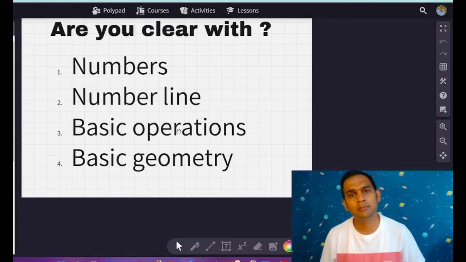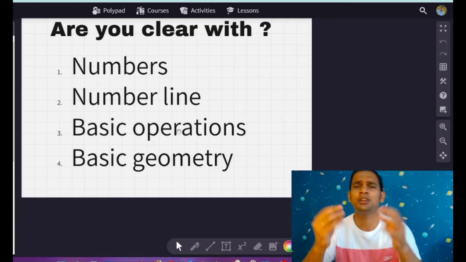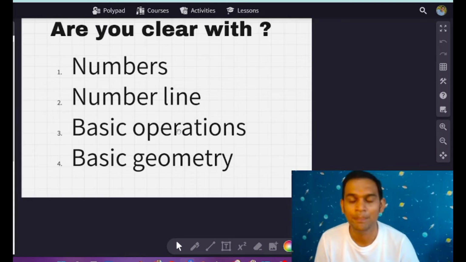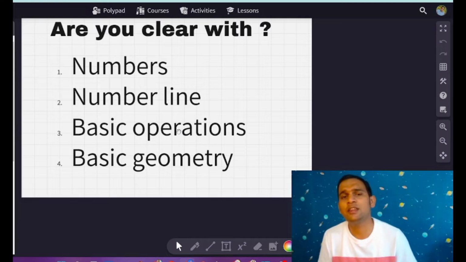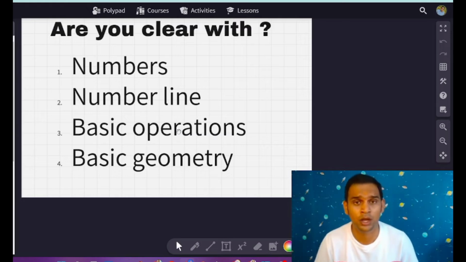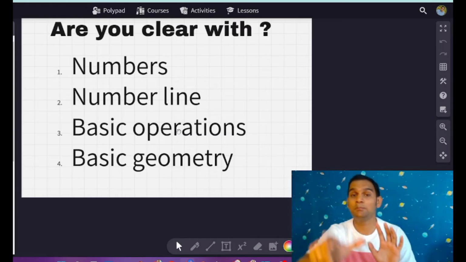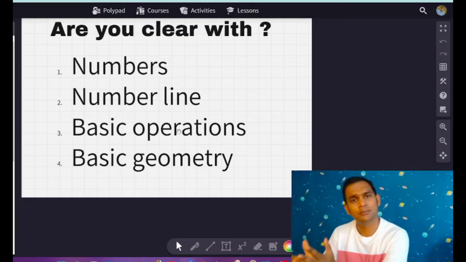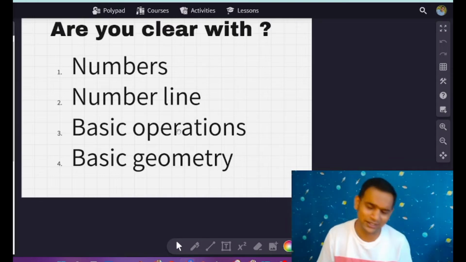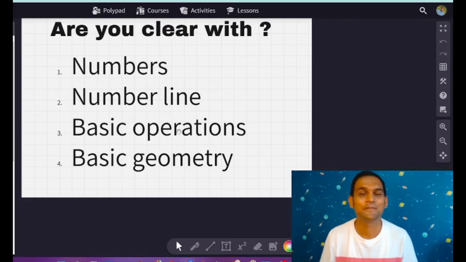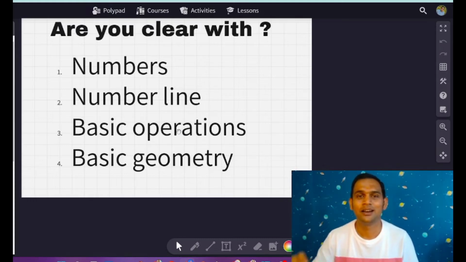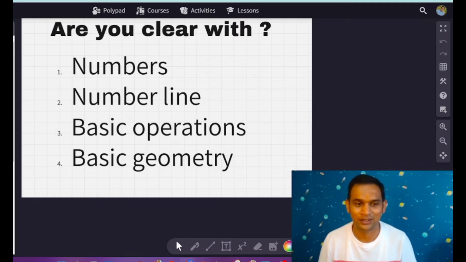Basic operations. What I mean by basic operations is addition, subtraction, multiplication, and division, and a little bit about square roots. I hope you are clear with those. And then the basic geometry. Are you clear with how to use the protractor, how to use the scale, how to use the compass, how to draw a circle with a compass, and all similar basic geometry parts? I hope you are clear. If you are clear, you can just say yes to yourself because that matters a lot. Or you can just comment a yes so that we can stay aligned together and learn something new every moment.